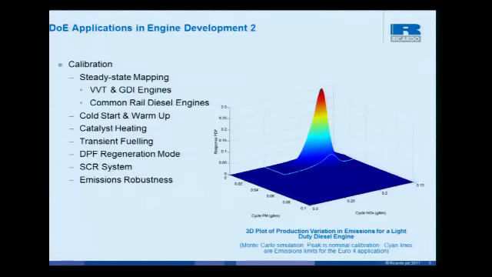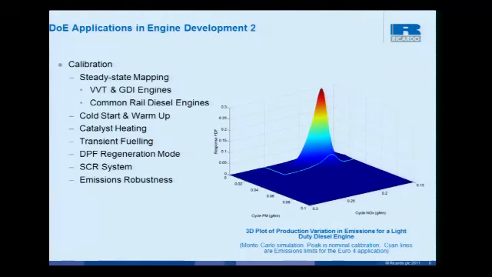Now some of these are steady state tests, so for a gasoline engine or a diesel engine, but there are also some applications where transient tests are conducted. For example, cold start and warm up, catalyst heating, transient fueling. Now often those transient models aren't really transient models, they're kind of metrics calculated from a transient event that you then model in a sort of traditional DoE type way.